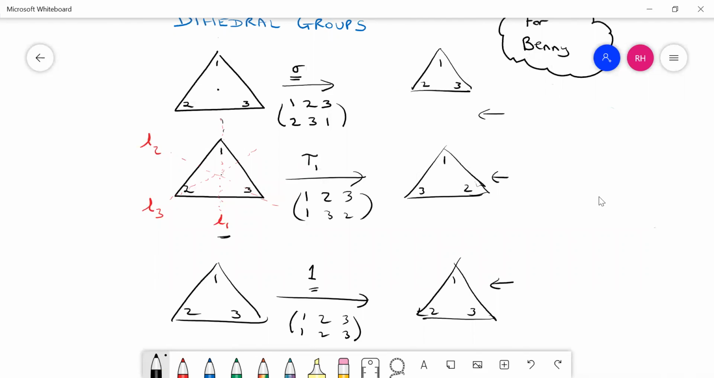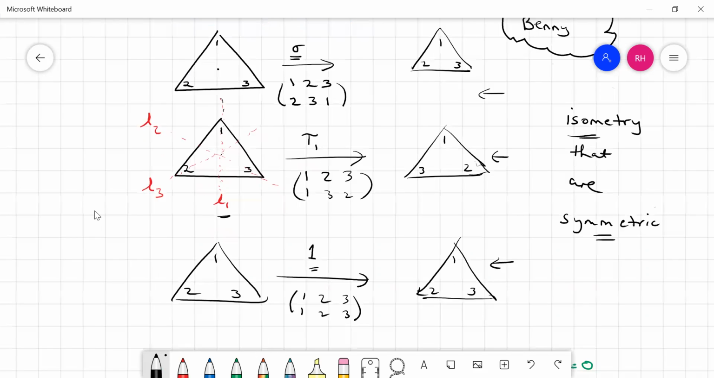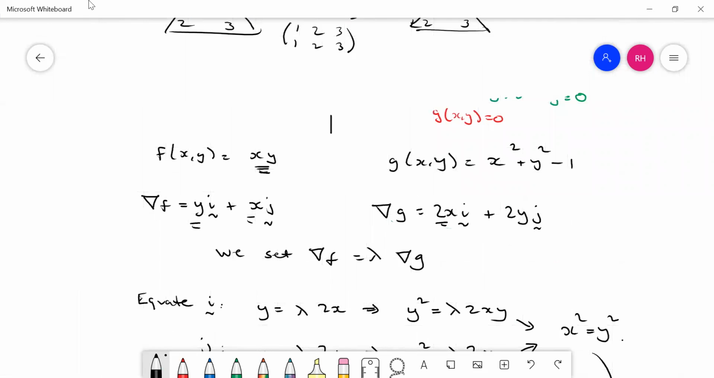Anyway, you might ask, are there any other things that are in a similar vein? And the answer is no. What I'm specifically talking about here is isometries that are symmetric. If you want to see a proper full mathematical definition of these rotations and reflections, look up the words isometry and symmetry, or symmetric.